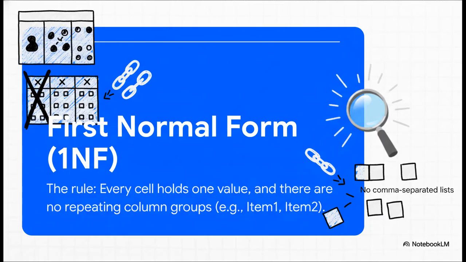Our first step on this journey is called first normal form, or 1NF. The rules here are simple and absolutely non-negotiable. 1. Every single cell holds one and only one value. No stuffing comma-separated lists in there. 2. You have to get rid of those repeating groups of columns, like our whole item 1, item 2, item 3 disaster.